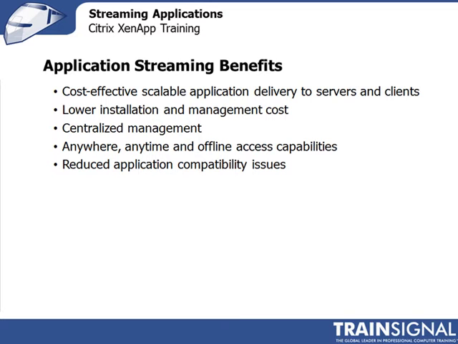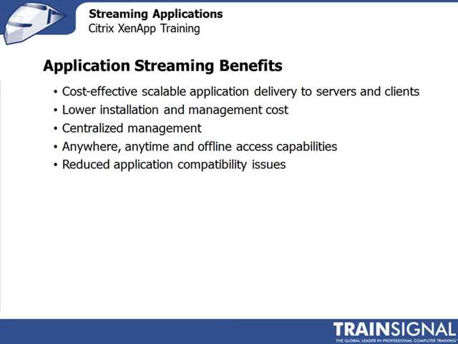Anywhere, anytime, and offline access capabilities, that's very, very important. You can access the application stream wherever you want, but the added benefit is that you can access it offline. So if you're streaming this application to a Citrix XenApp client or a plugin on your laptop and you want to take it with you because you want to run Word on a plane, you're able to cache that application locally and run it for a period of time while you're disconnected from the network. That's some of the advantages of using application streaming.